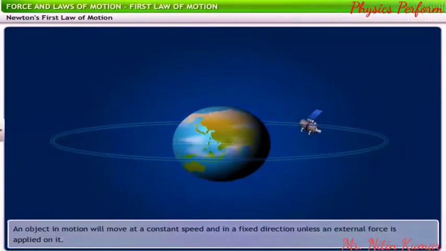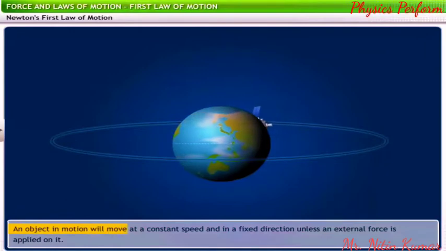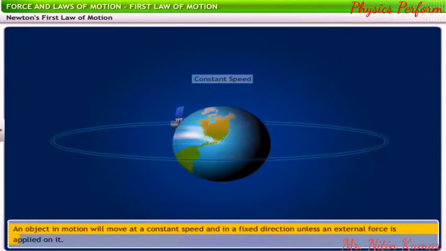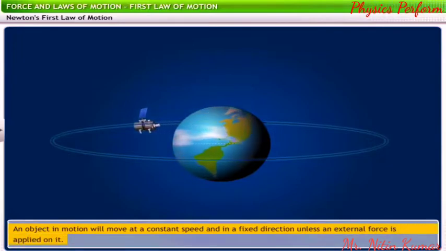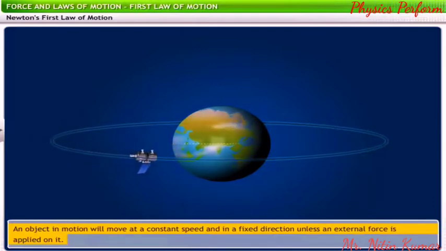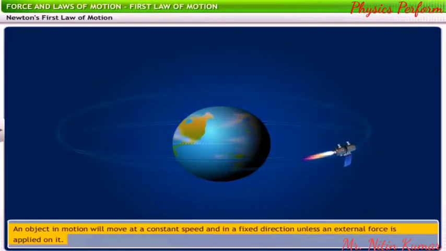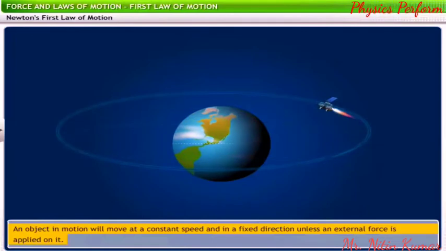The second aspect relates to a moving object. An object in motion will move at a constant speed and in a fixed direction unless an external force is applied on it. Consider an artificial satellite revolving around the Earth. It moves with a constant speed and in a fixed orbit. The orbit of the satellite will not change on its own. In case the satellite is required to change its orbit, booster rockets are fired up to exert force on the satellite. This changes the speed and direction of the satellite.